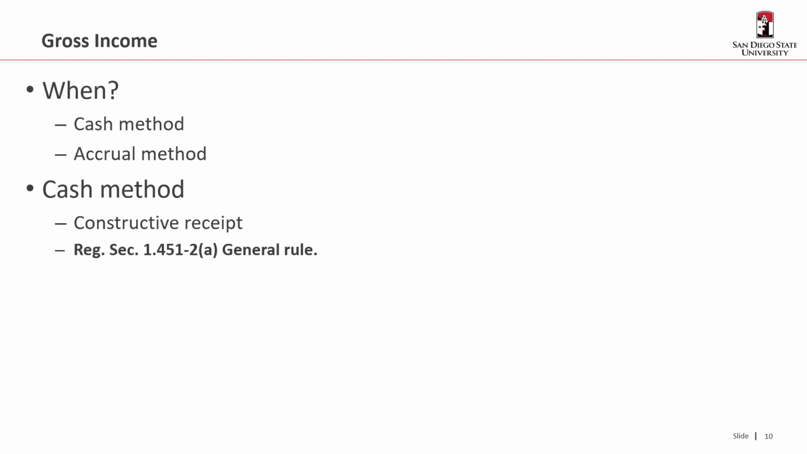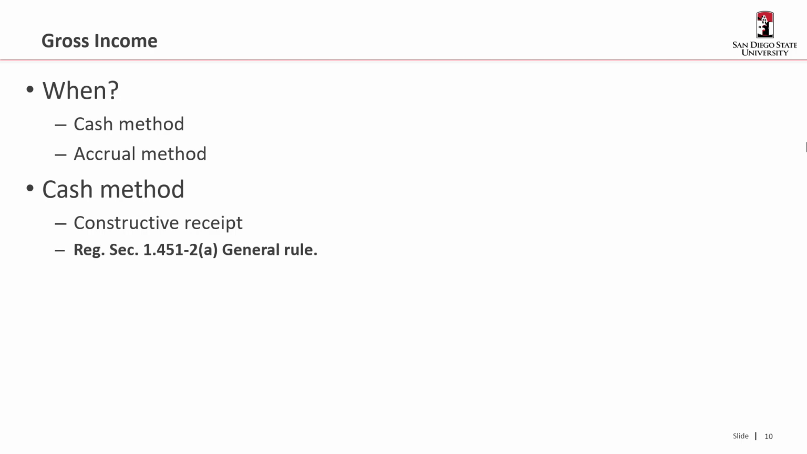Okay, so now we know who. Let's talk about when. When is gross income recognized? And there are two methods by which that can be done: the cash method and the accrual method. And the cash method applies almost exclusively to individuals, meaning, it doesn't mean it only applies to individuals. It means almost all individuals use the cash method. Only a business inside an individual, which would be like a sole proprietorship, would generally use the accrual method.